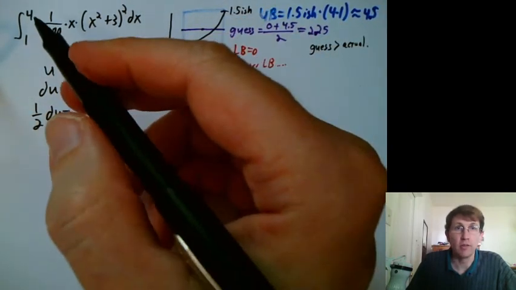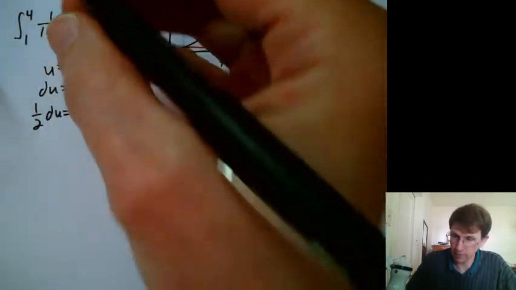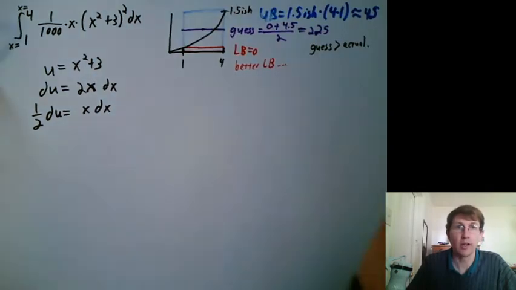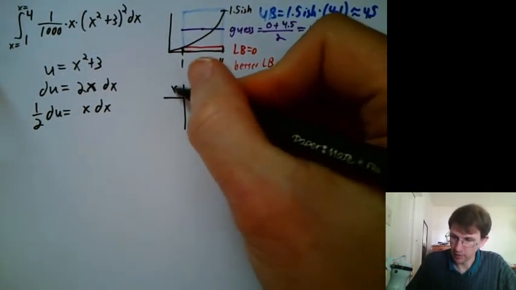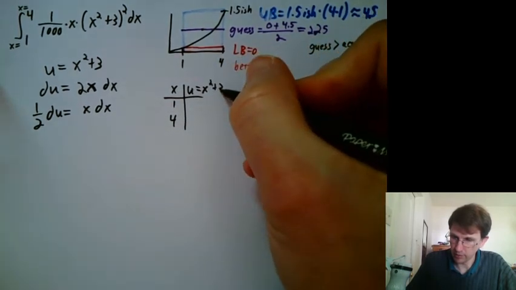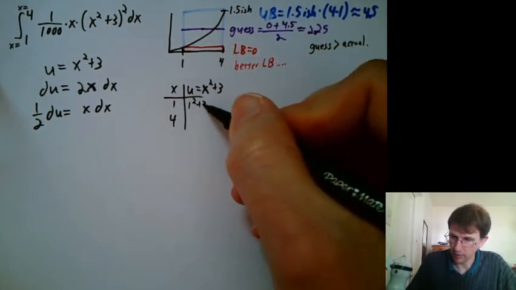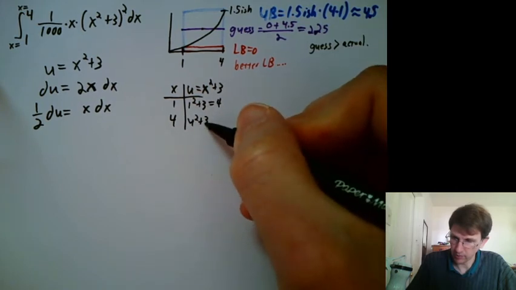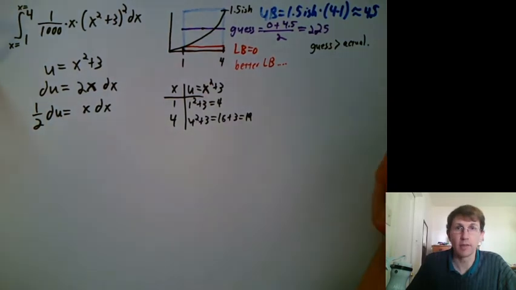And am I ready to substitute into the integral? I need to change my bounds, because remember, this is really from x equals 1 to x equals 4, and I need it in terms of u. So I'll make my little table. x starts at 1, goes to 4. u equals x squared plus 3. Plug in 1, you get 1 squared plus 3, which is 4. Plug in 4, you get 4 squared plus 3, which is 16 plus 3, which is 19.